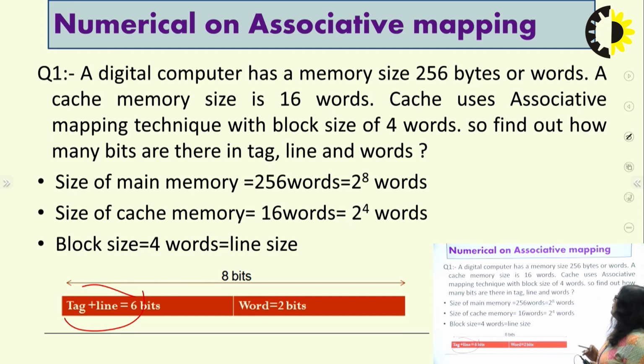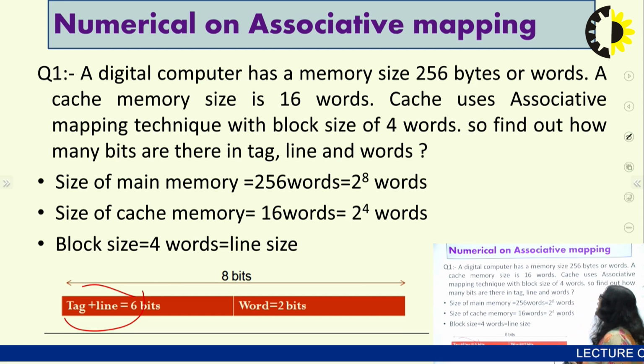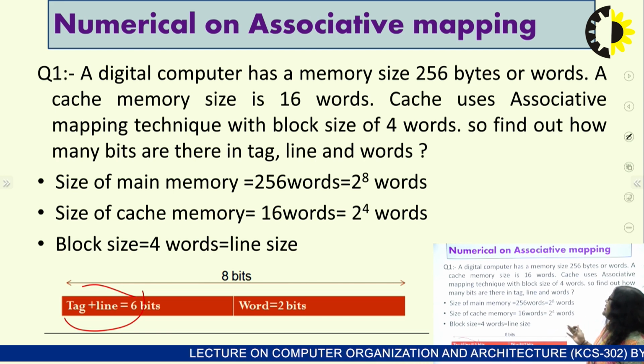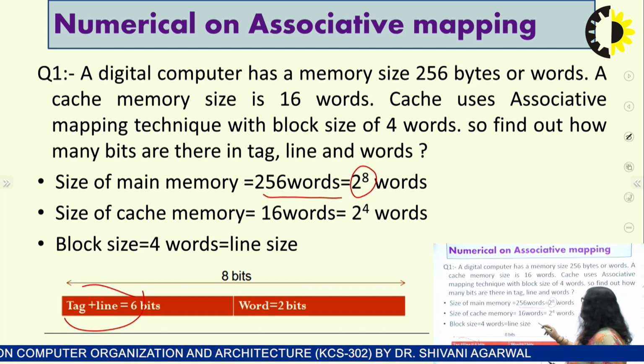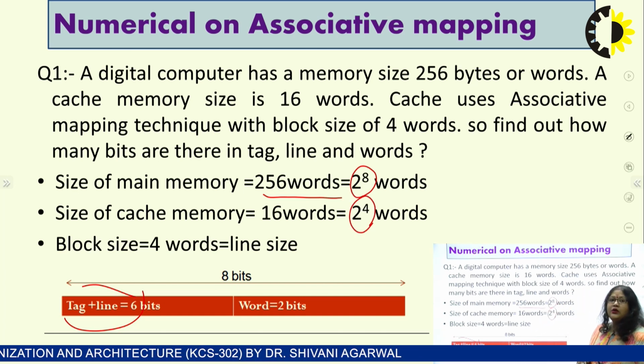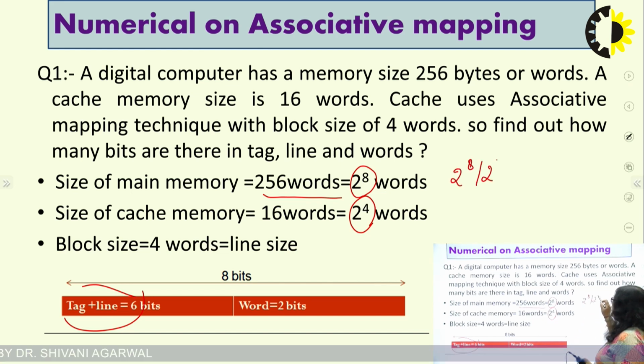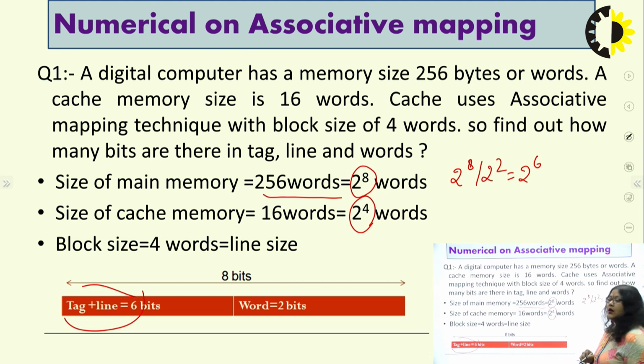So if the memory size is 256 bytes or words, the cache is 16 words, and the block size is 4 words, find out how many bits are there in tag, line and word. So basically 256 words, that is 2 to the power 8, 16 words, that is 2 to the power 4. So find the main memory blocks, that is 2 to the power 8 divided by 2 to the power 2, that is 2 to the power 6. Number of lines is 2 to the power 4 divided by 2 to the power 2, that is 2 to the power 2. These are the lines in the cache.